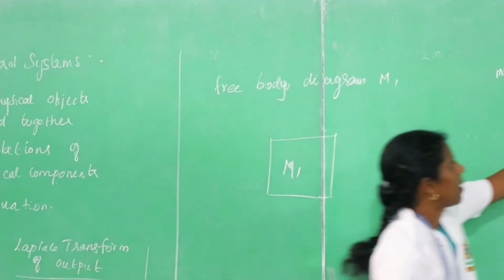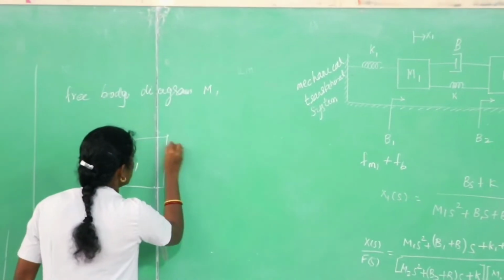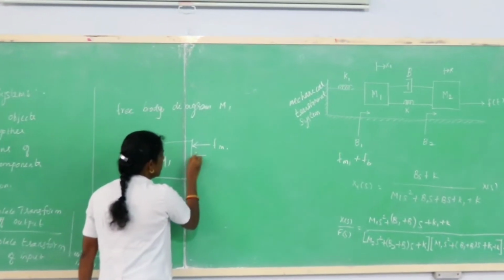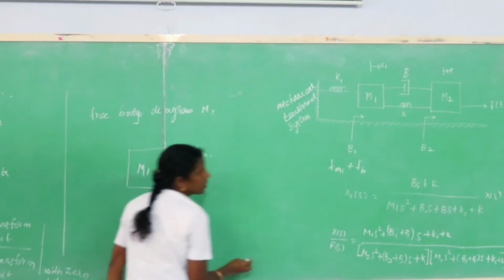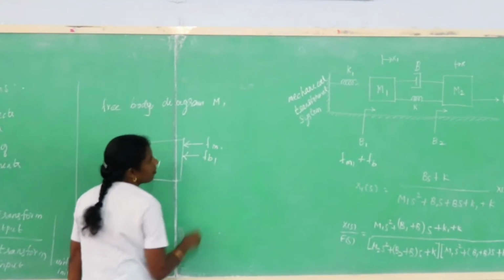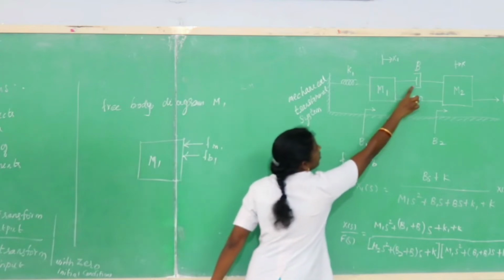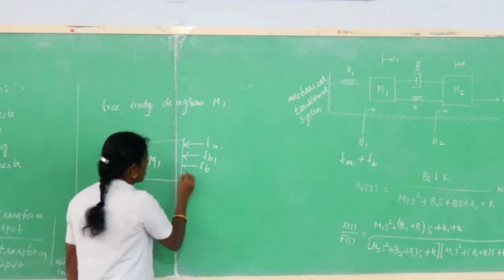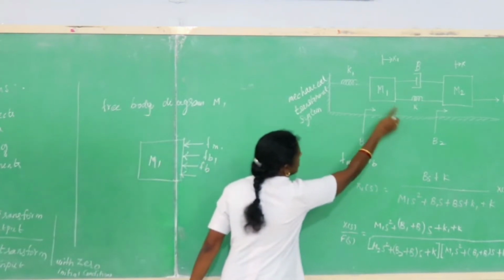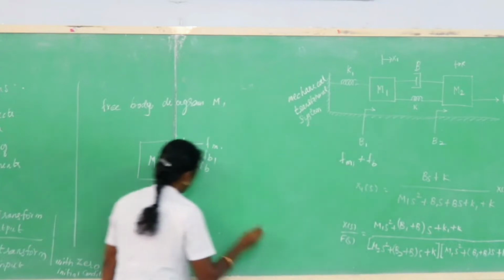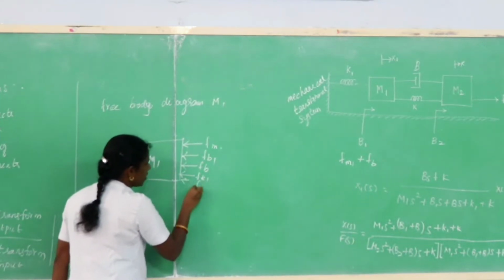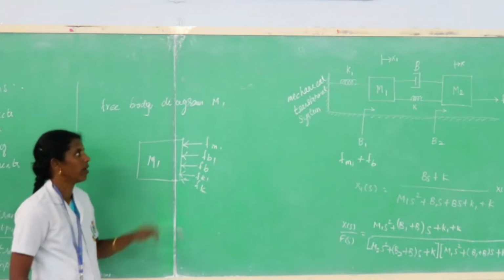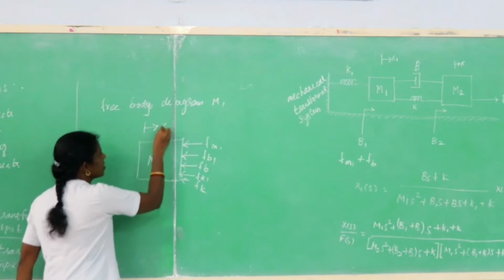Here there is no force applied for this mass, so all the forces are opposing forces. F m1, and it is connected with the dashpot, denoted as B1, F B1. Another dashpot is connected between m1 and m2, that is FB, and also the springs are connected as K1 and K, so FK1, FK. These are all the opposing forces for this mass m1, and the displacement is x1.